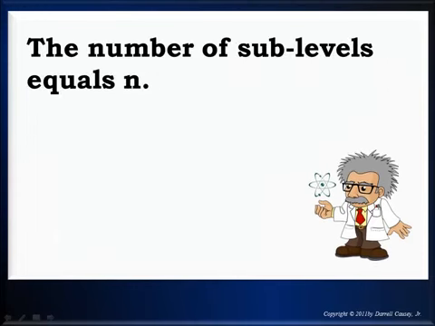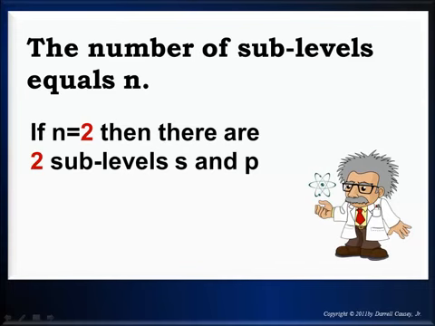You need to know that the number of sublevels equals n. And if you've done the quantum numbers lesson, you know that. So if n equals 2, there are 2 sublevels, S and P. If n equals 3, there are 3 sublevels, S, P, and D, and so on. And that was all covered in quantum numbers.